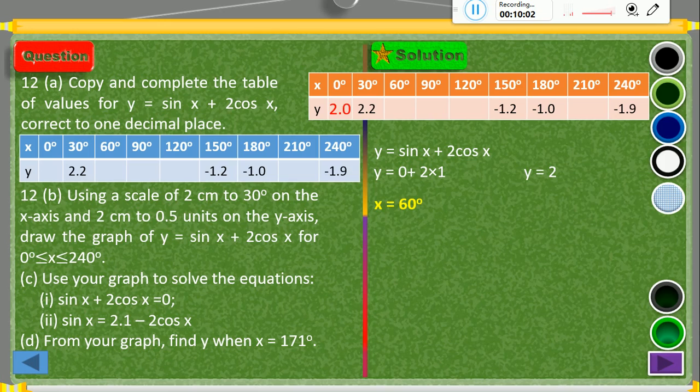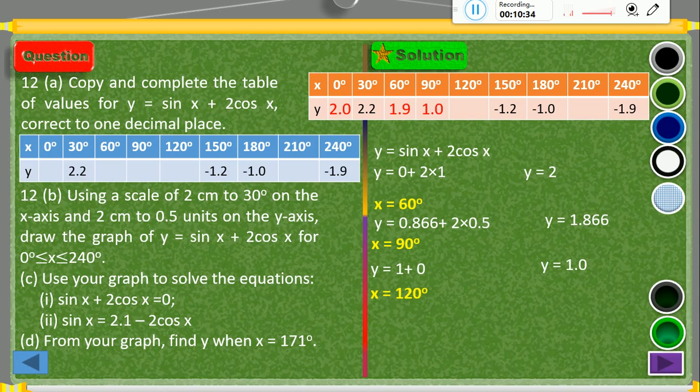When x is 60, we substitute that into the equation. On evaluation, we are going to get y is equal to 1.866, which can be rounded up to 1.9. When x is 90, on calculation, we have that the value of y will be 1.0.